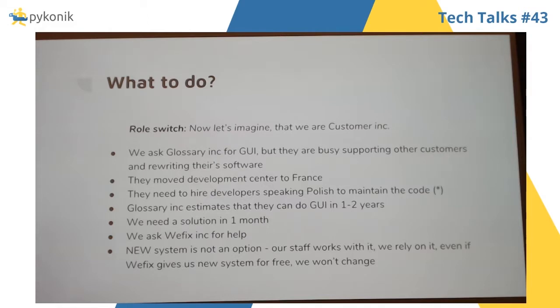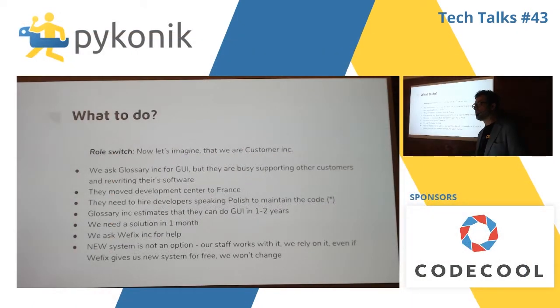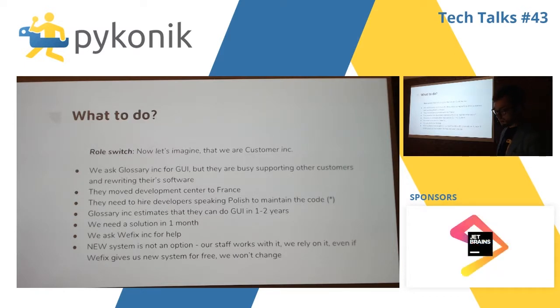We'd like to start using better, improved software in at most 1 month. So we asked Wifix Incorporation for help, but we say to them, no new system. We cannot accept any new system. We got used to this old system. We like it. All people in our company got used to it. There is no option. Even if you give us the new system for free, we won't get it. It's too much hassle for us. We won't change. So that's the requirement.